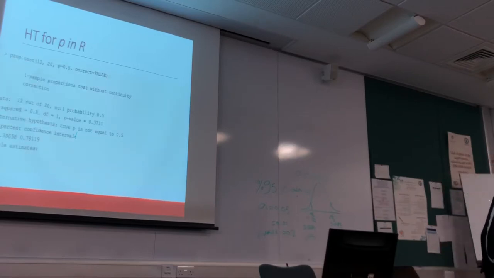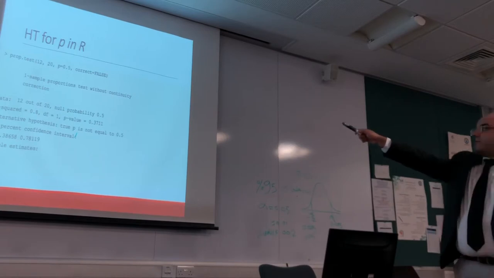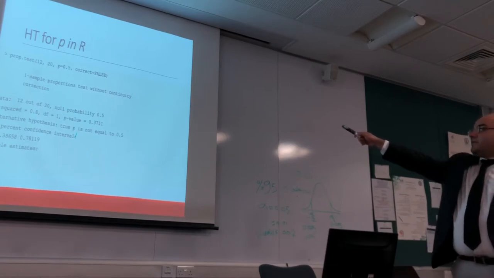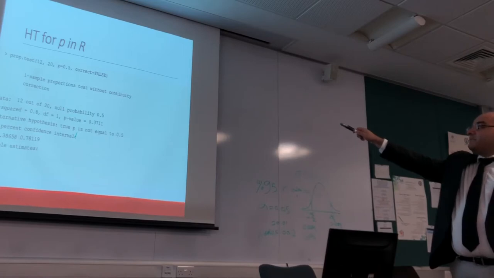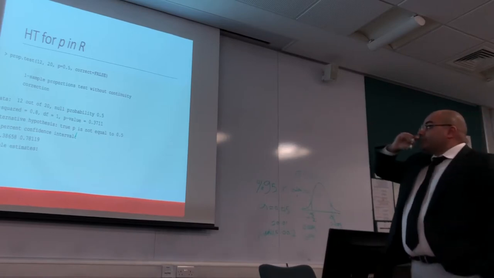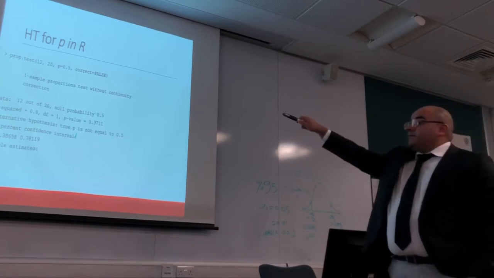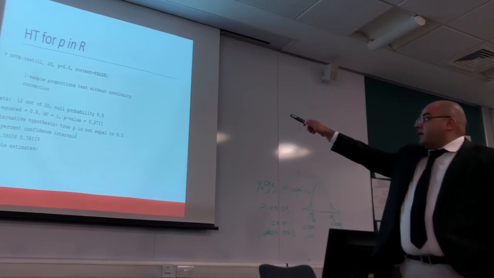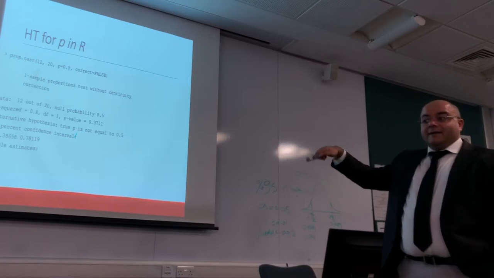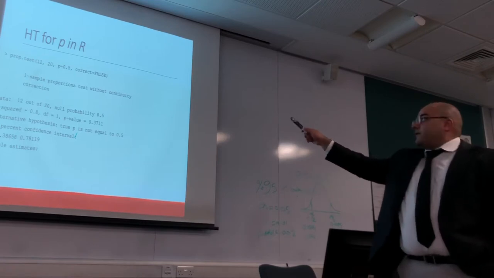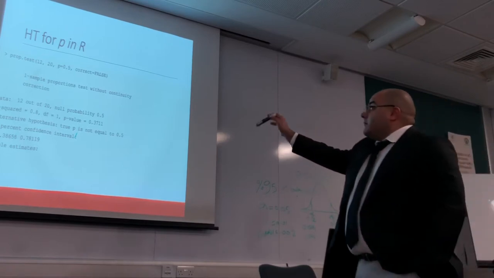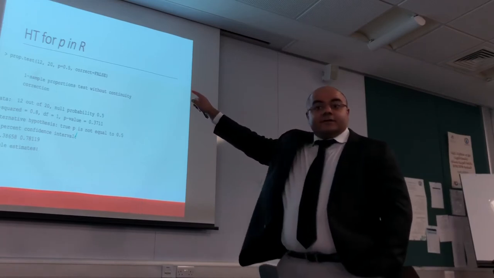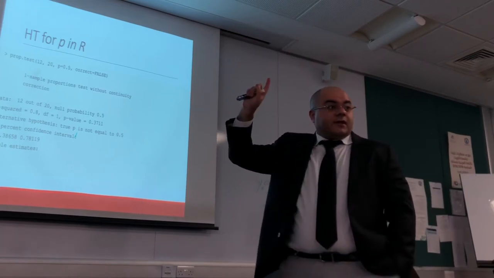So in R, see how easy the test is. To test the proportion, one sample proportion test without correction. You don't need to worry about this talk. Here I have 12 out of the 20 succeeded. Okay, and I specified the null as 0.05. Okay, so this is the command line. Very easy, it's only one line.